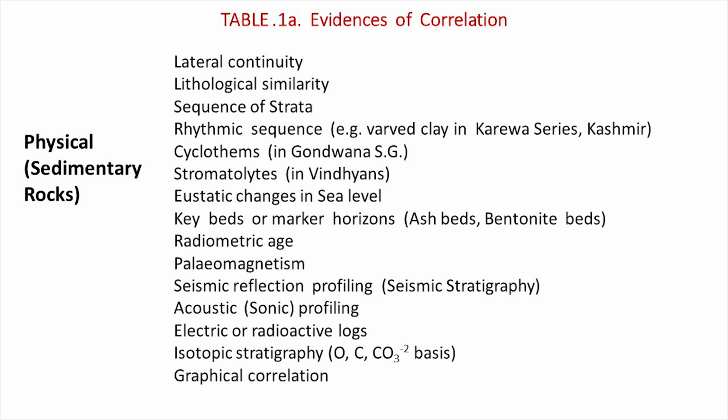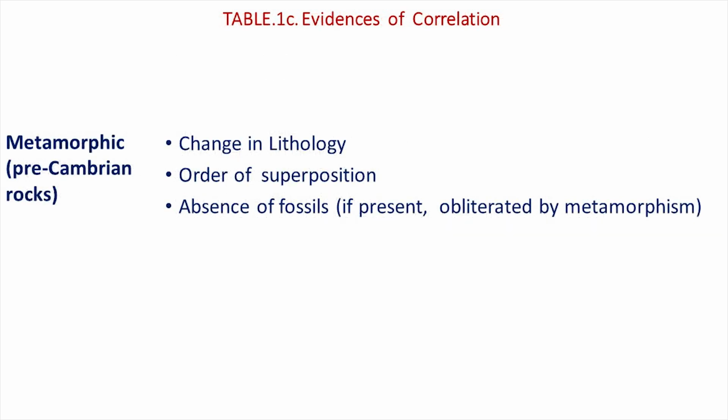These are the evidences of correlation based on metamorphic rocks for the Precambrian time. These include change in lithology, order of superposition, and absence of fossils if not obliterated by metamorphism.